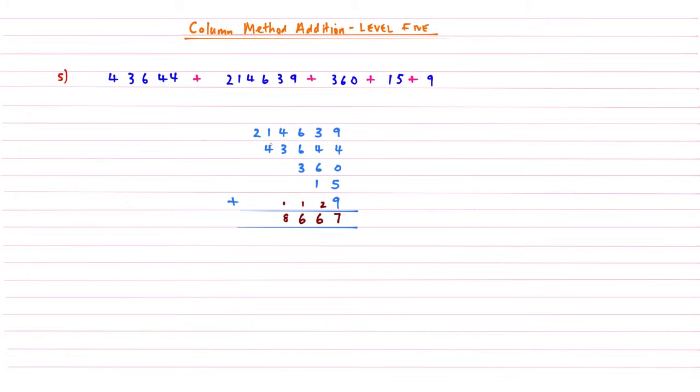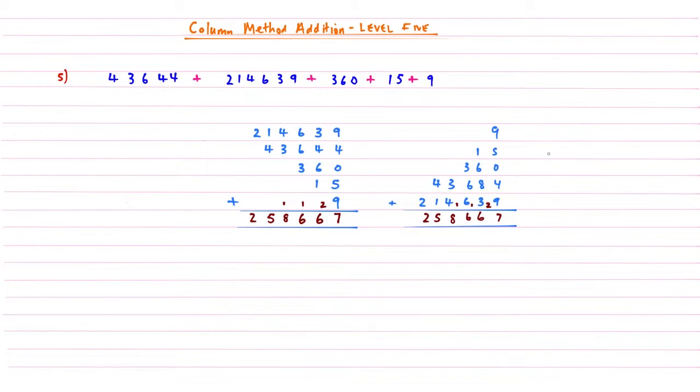And then we've got the 10,000s column and then the 100,000s column, so 1 plus 4 is 5, and then 2 on its own gives me a 2. So the answer to this particularly long calculation gives me 258,667.